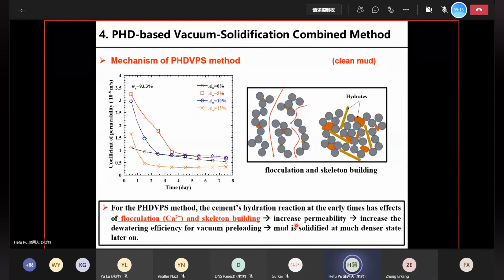The increase of permeability is attributed to the fact that the cement's hydration reaction at early times has an effect of flocculation due to the generation of calcium ions, and also the hydrates have some skeleton building effect. It pulls the particles together and increases the pore size, and because of that, at the very beginning, the dewatering efficiency can be improved for vacuum preloading. And because of that, the mud is solidified at a much denser state later on.